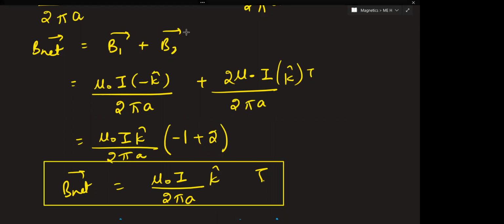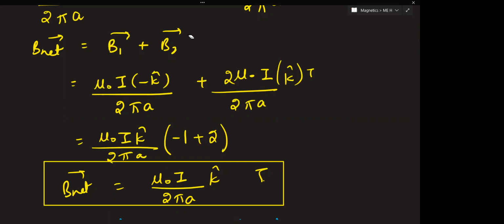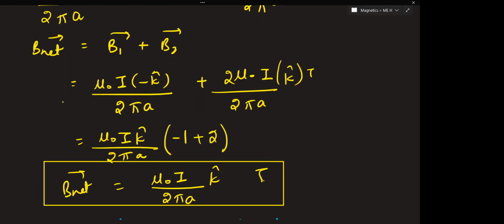Ma'am, what is inside the bracket? That is the common things that are left. From this bracket, what have I taken common? Mu naught I by 2 pi a k cap I have taken common. So minus 1 is left. If you multiply this, you will get this back. Plus, from here this 2 was extra, mu naught I k cap divided by 2 pi a. Okay, got it.